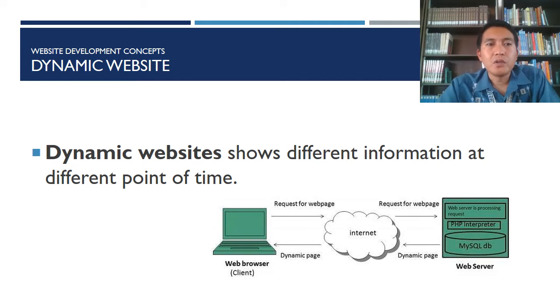The second type of website is called a dynamic website. So what is a dynamic website? Dynamic websites show different information at different points in time. Which means that it is possible to change a portion of a web page without loading the entire web page. So here we need a web server wherein there is an interpreter, and at the same time we need database servers such as MySQL.